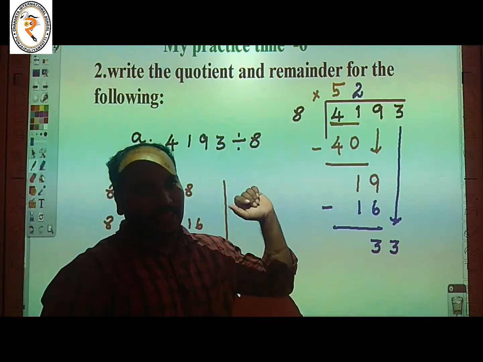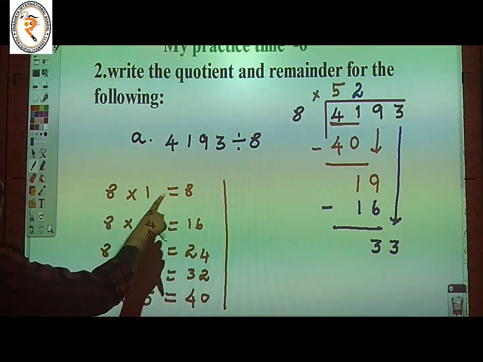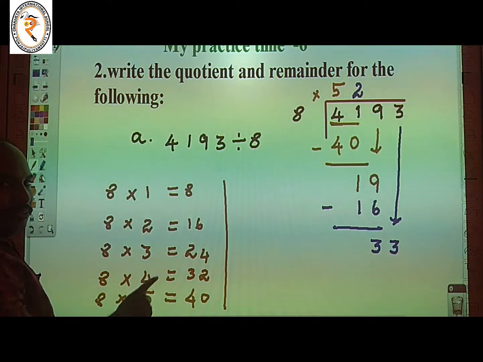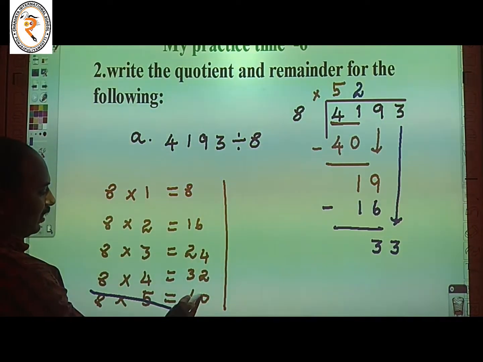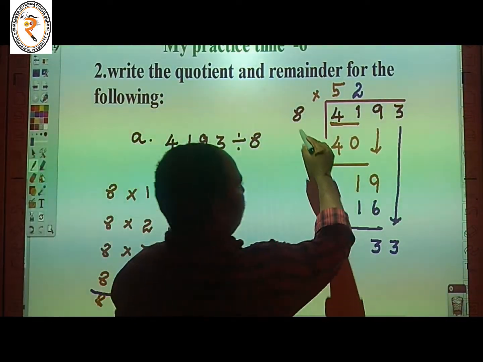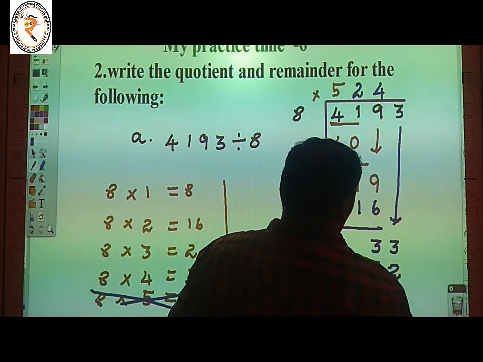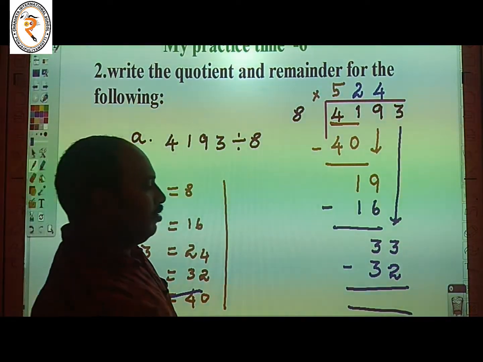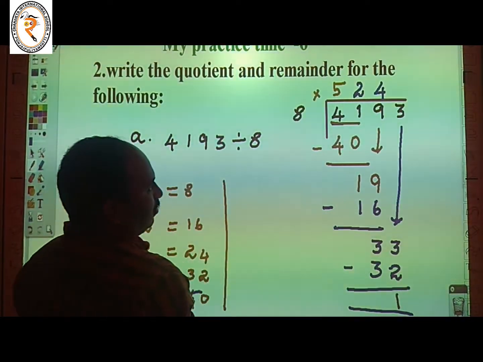33 divided by 8. Listen here. 8 1s are 8. 8 2s are 16. 8 3s are 24. 8 4s are 32. Then 8 5s are 40. Now we want 8 4s are 32. 8 into 4 is equal to 32. Again we subtract. 33 minus 32 is equal to 1.